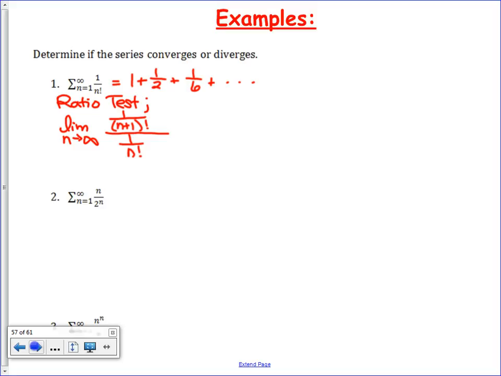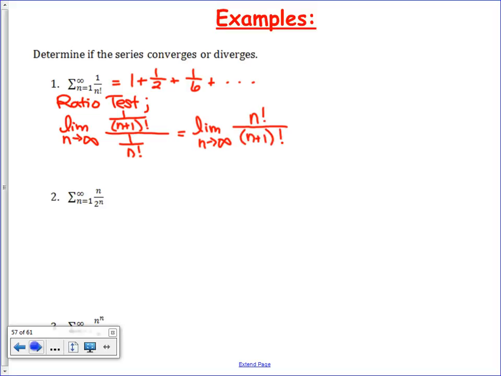Because it's a sub n plus 1 over a sub n. So I take the nth term, and then I put in n plus 1. Why did we practice factorials? How do you simplify? Well, I can rewrite this because of reciprocals, right? Isn't it the same thing as n factorial over n plus 1 factorial?